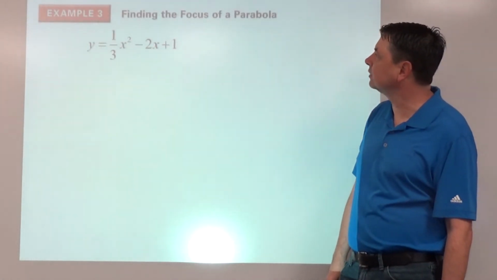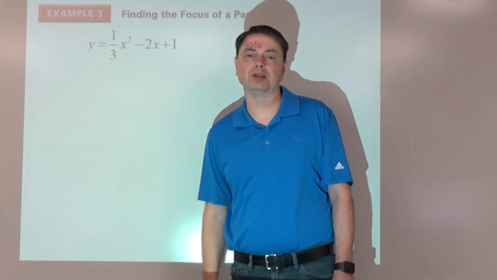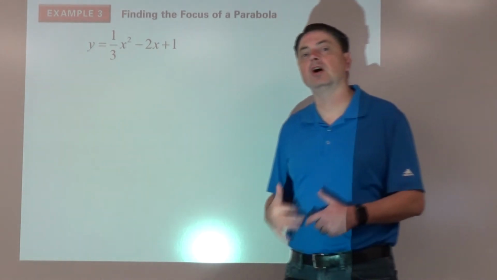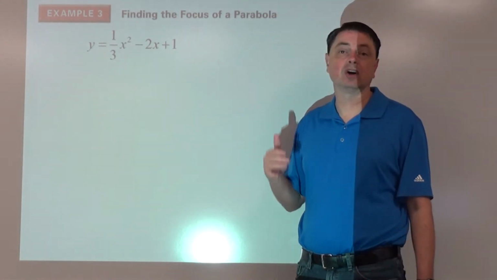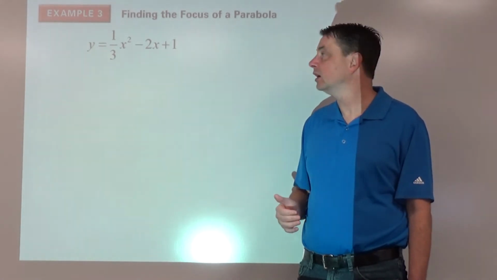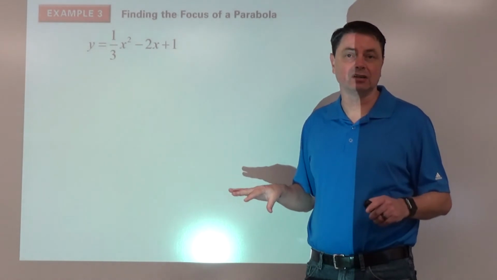Example number 3, find the focus of the parabola. Well, this parabola is listed in polynomial form. To be able to access all of the important information, we want to get it in the conic section standard form: either x minus h squared or y minus k squared all by itself. That's our goal.